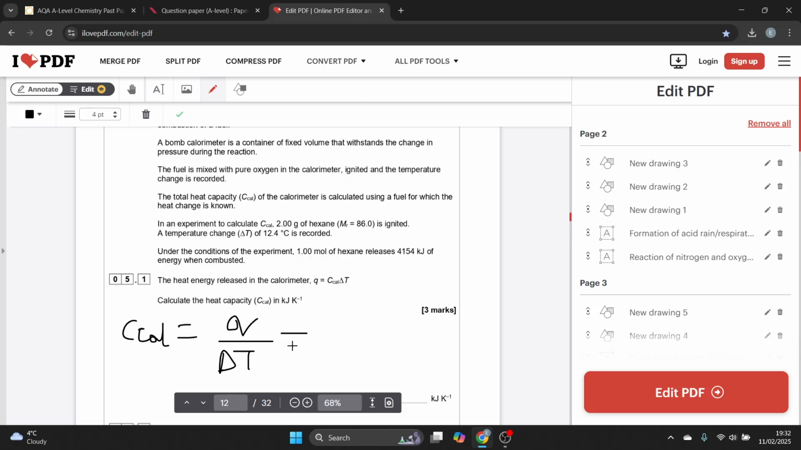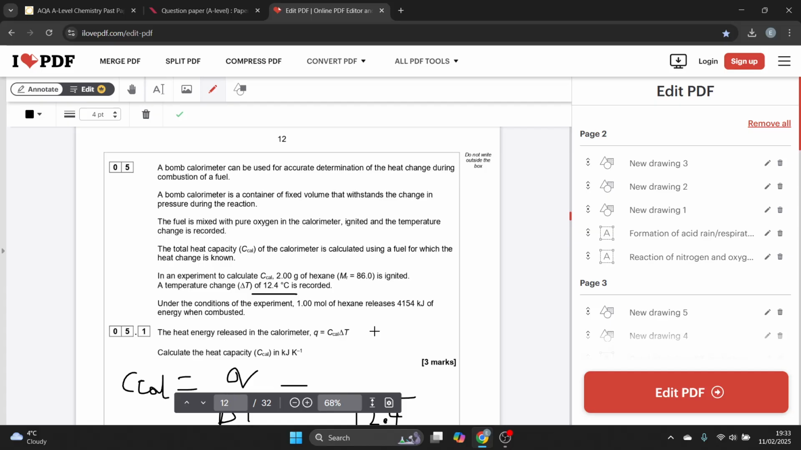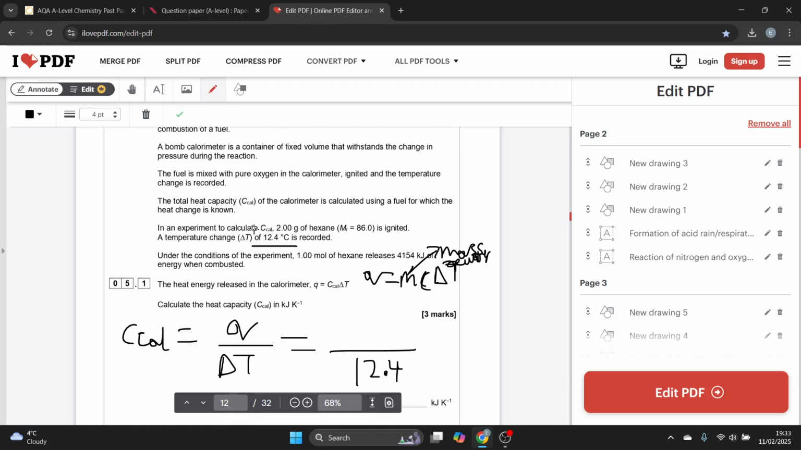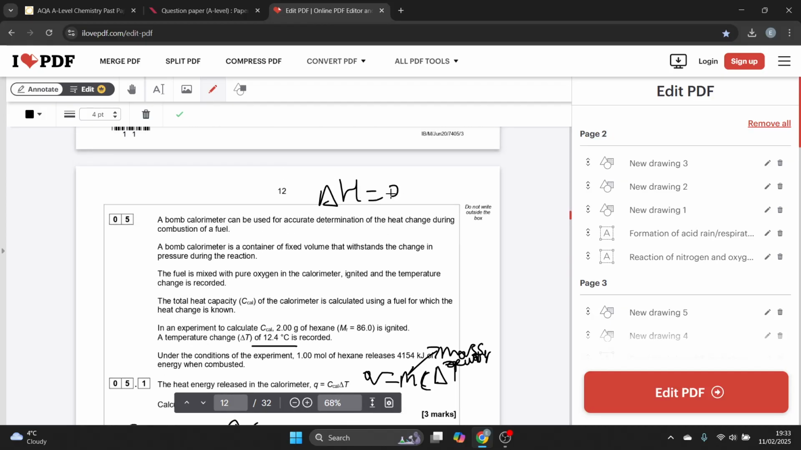Right. And what's delta T? A temperature change of 12.4. Perfect, 12.4. So then, obviously, it's not going to be that easy. I'm not going to use Q equals mc delta T because I can't do that, can I? No, because m is the mass of water. What I can use instead is delta H is Q divided by moles, and then use Q equals delta H times moles.